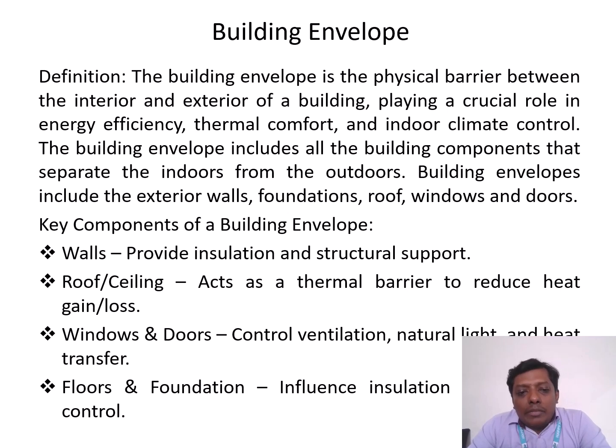So walls are mainly for providing insulation and structural support. Roofs and ceilings mainly act as a thermal barrier to reduce heat gain. Windows and doors mainly control ventilation, natural light and heat transfer. Floors and foundation mainly influence insulation.